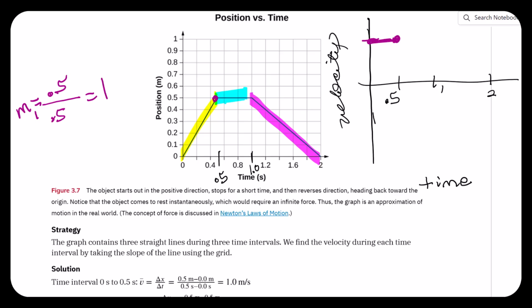Now, from 0.5 to 1, it has a slope of 0, because the derivative of that line would be 0. It would be like mx plus b, but here m would be 0, so that's the slope. So that means that the slope of that part is right here. And now we need the slope of this part over here. So m2 equals 0. And m3, let's see.